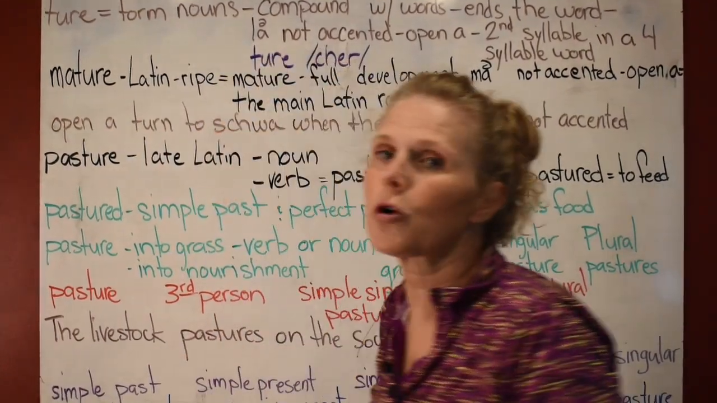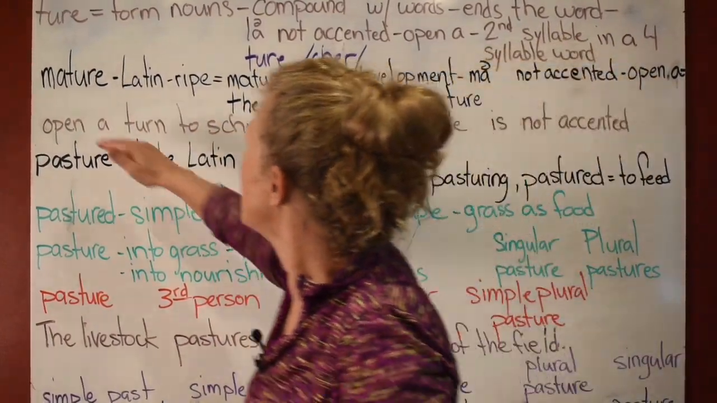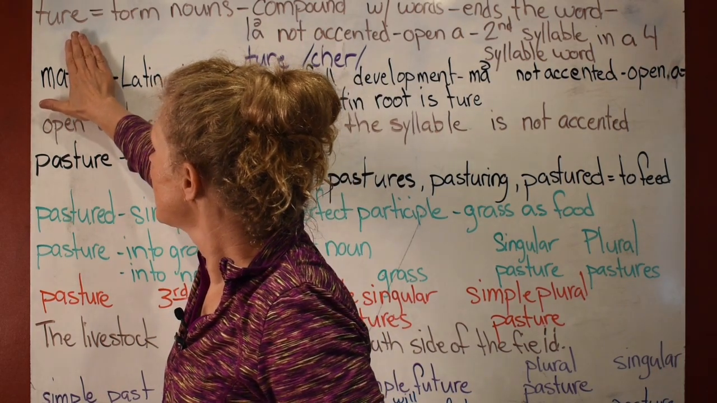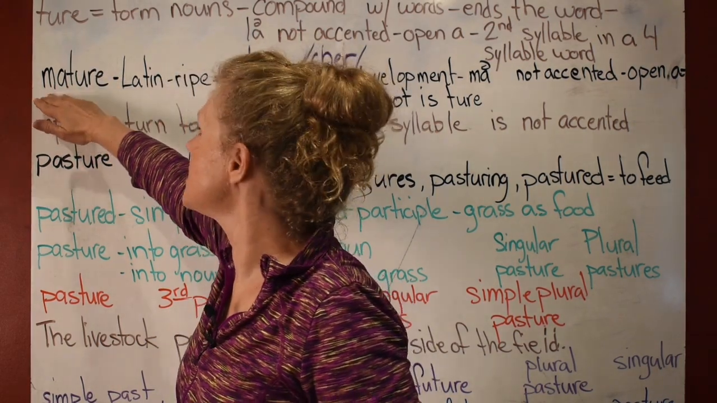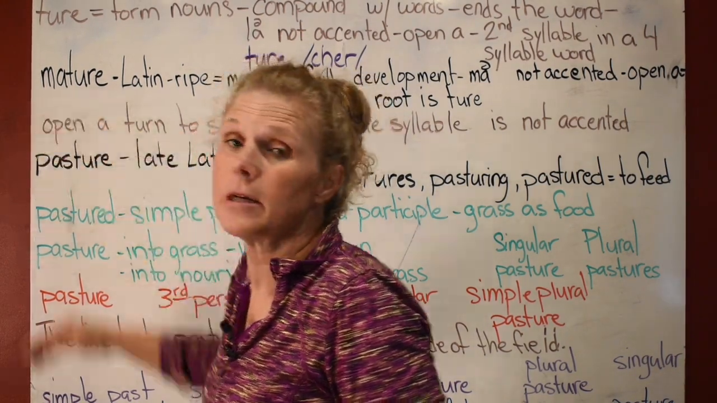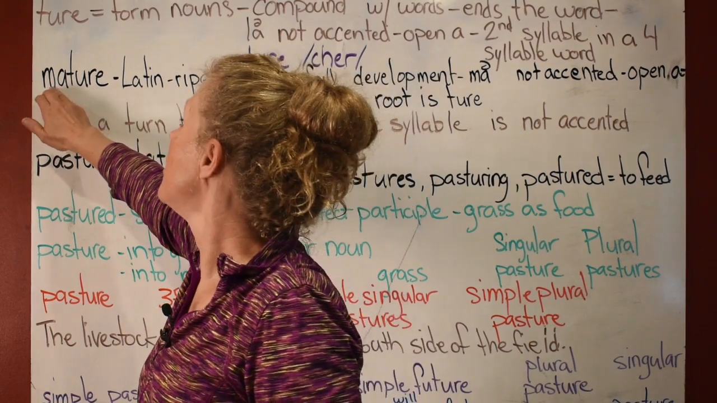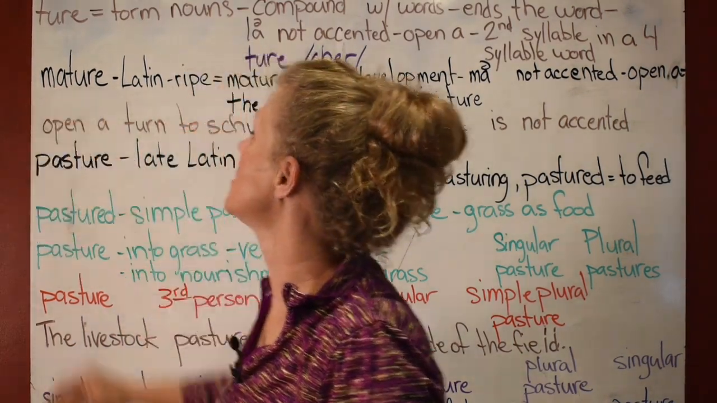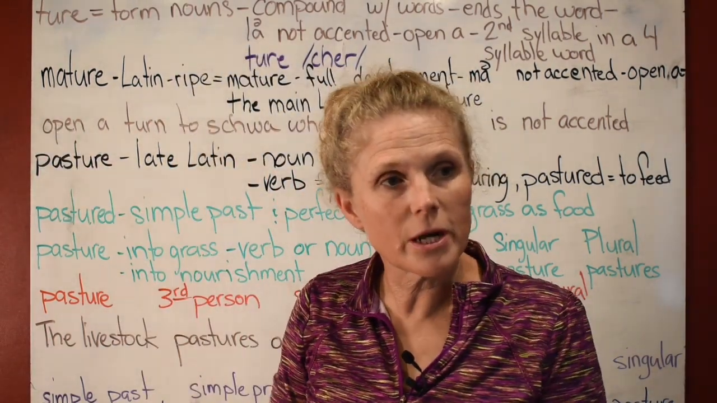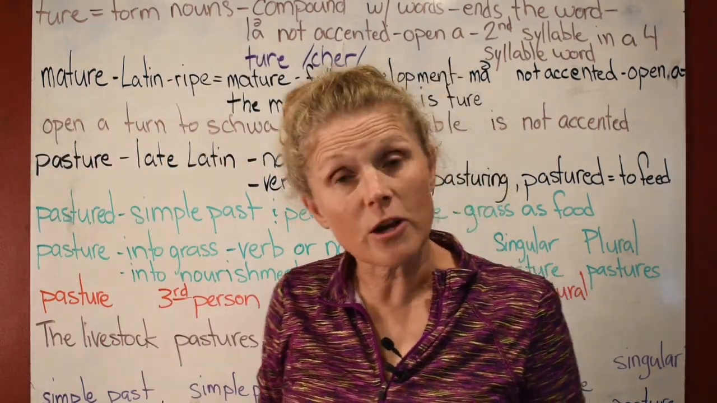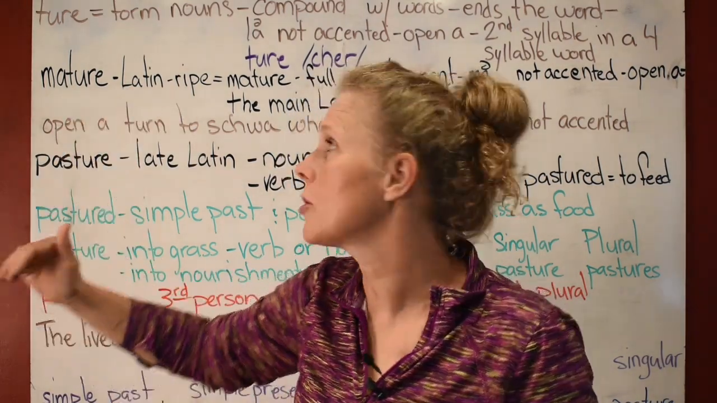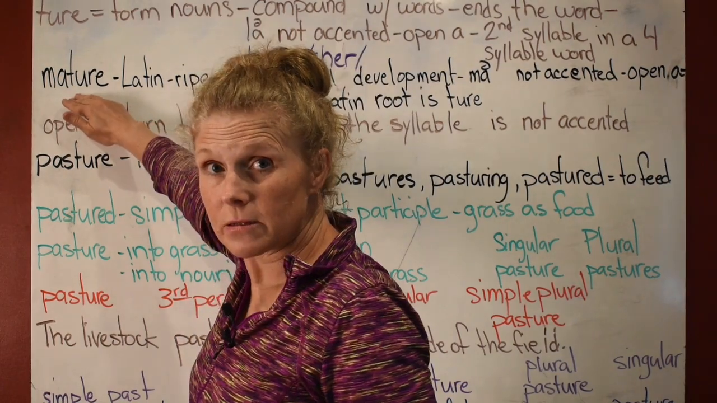Okay, so now let's look at the word mature. We have an open A. Is this the accent syllable if you say mature? No, it's not. This is the unstressed syllable. So it's going to say mature, mature, so if you say it quickly, mature. So you see how it would be louder and longer when you're trying to say that.